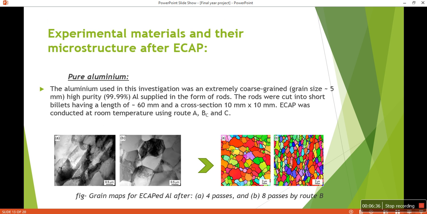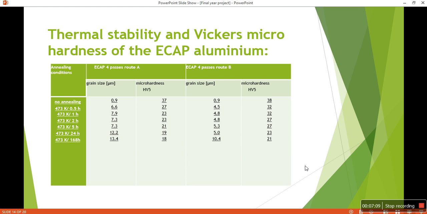Experimental materials and their microstructure after ECAP. We are using pure aluminum in this operation. The aluminum used in the investigation had an extremely coarse grain size of 5 mm and high purity of 99.99%, all supplied in the form of rods. So this is the aluminum before use. After 8 passes and 4 passes, this type of structure is created, showing thermal stability and microhardness of the ECAP aluminum.